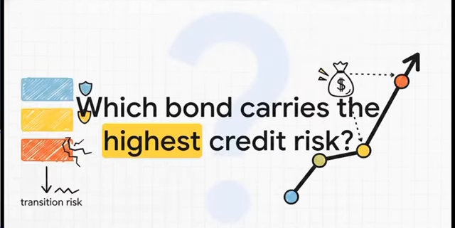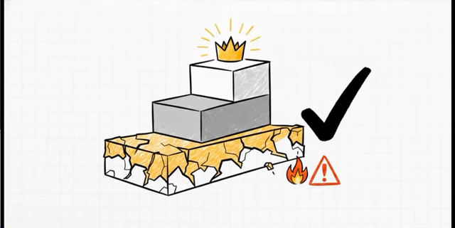Final rapid-fire question. Which bond has the highest credit risk? A, a AAA-rated bond, B, a BBB-rated bond, or C, a BB-rated bond? Think about the rating scale and where transition risk leads us. And the answer is C, the BB-rated bond. AAA is the gold standard. BBB is the lowest tier of investment grade. But once you slip down into BB territory, you have officially entered the high-yield or quote-unquote junk bond category, a place where yields are high but default risk is severe, and honestly, maybe your stress levels are too.